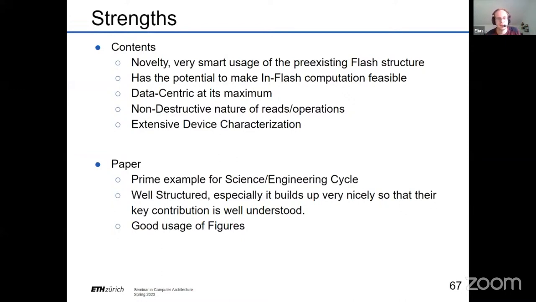Then a few things just on the paper itself. I think the way the paper is phrased and outlined, it's a prime example of this engineering or science cycle we've seen in the first lecture, where they analyze a problem, then they tackle the bottlenecks of that problem and then they improve on that. I think that was quite neat. Then I think it was really well structured. I didn't even know how a flash chip looked or worked, and it was doable reading the paper and getting the hang of it. And from all the papers I've read, this one made quite good use of their figures. I often think that if you put figures into papers, they should mean something and make a point or an argument. And I think that was really well done here.